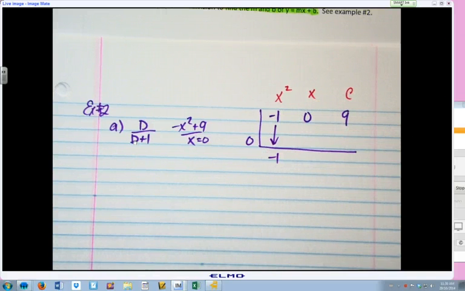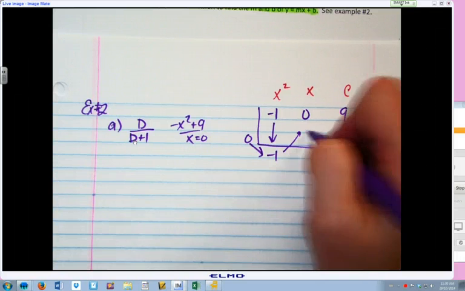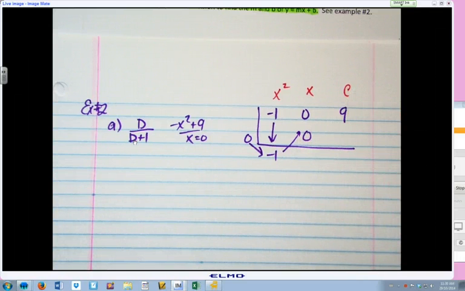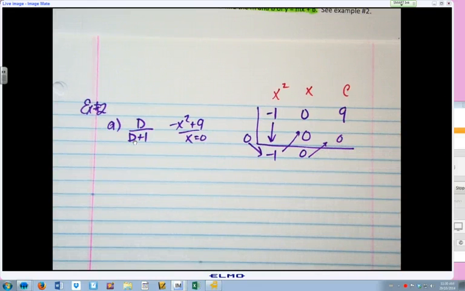Okay, this is called synthetic division. I'm going to multiply 0 times -1, and I'm going to put the answer right there. What's 0 times -1? 0. Then I'm going to add vertically. What's 0 plus 0? Still with me? Then I'm going to repeat it. I'm going to say 0 times 0 is, and I'm going to put it right here. And now I'm going to add vertically, and 9 plus 0 is, still with me.